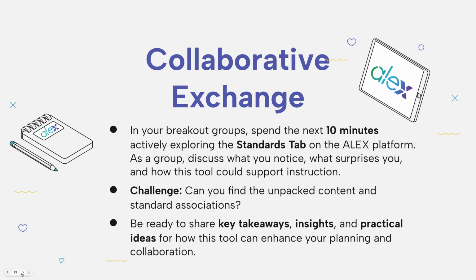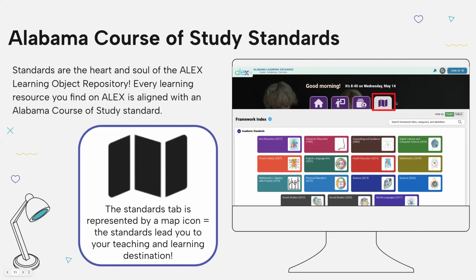So this is our first breakout room. This one's going to be our shortest one. The other ones will be a little bit longer. I'll also drop these instructions in the chat to make sure everybody knows what to do. You are going to have 10 minutes in your breakout room group to explore the standards tab on ALEX. So you're going to go to alabamalearningexchange.org and you are going to look for this little standards tab. That's what you're going to start with in your breakout room. You're going to click on the standards tab.